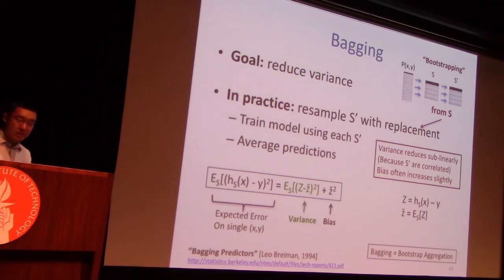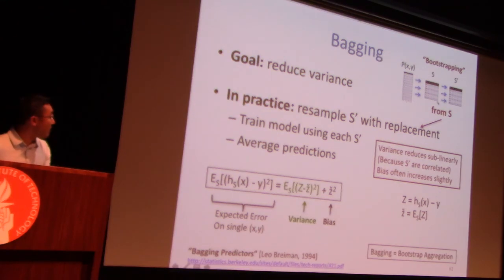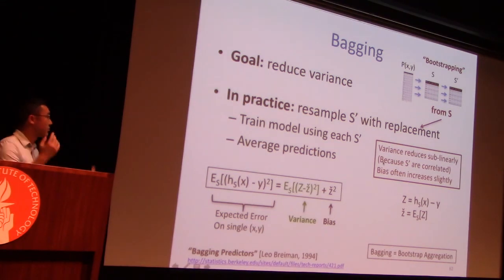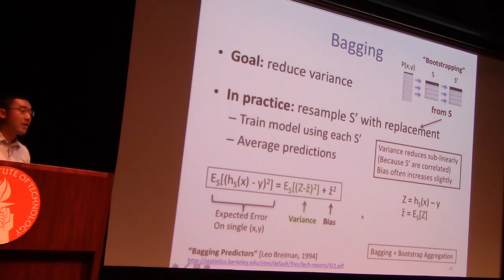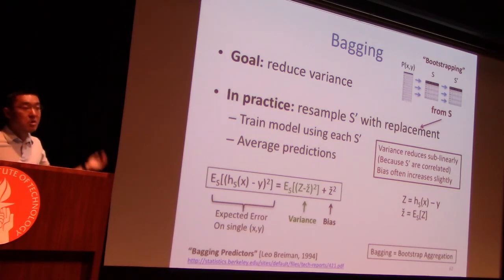And of course, because we're doing this bootstrapping, the variance will not be reduced linearly because we're not sampling these things completely independently from the test distribution. We're sampling from S, and not exactly the test distribution. And so this will not cause the variance to go to 0 as it would in the ideal case, but in practice, oftentimes, at least with high variance models, it will cause the variance to decrease.